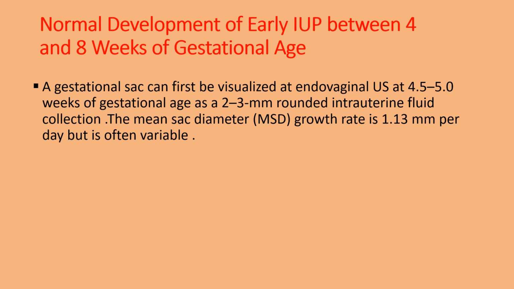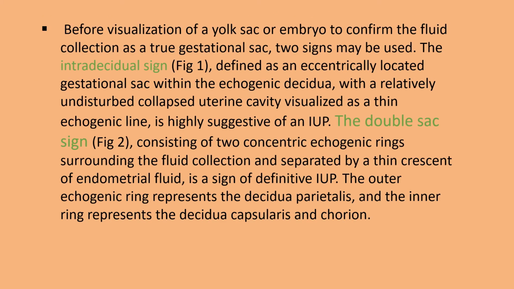Normal development of early intrauterine pregnancy between 4 and 8 weeks of gestational age. A gestational sac can first be visualized by endovaginal ultrasound at 4.5 to 5 weeks of gestational age as a 2 to 3 mm rounded intrauterine fluid collection. The mean sac diameter growth rate is 1.13 mm per day, but this is often variable.